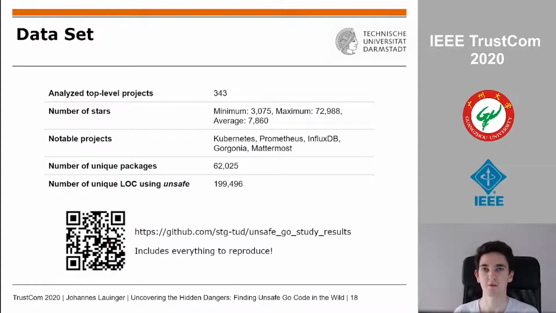They have between 3 and 73,000 stars with an average of about 8,000. Some of the most known projects in the dataset include Kubernetes, Prometheus or InfluxDB. Including all of the dependencies, there are actually about 62,000 unique Go packages in the dataset, and we found almost 200,000 unique lines of code using unsafe within those.